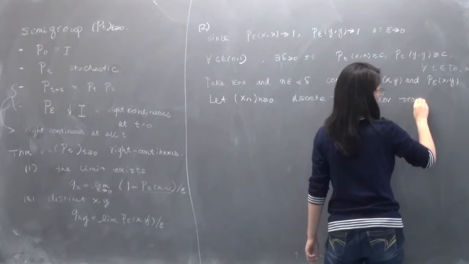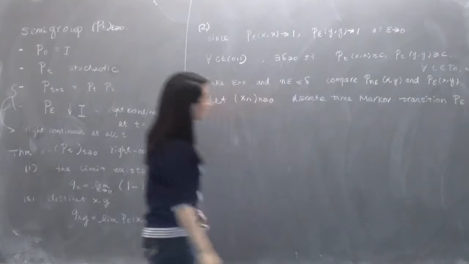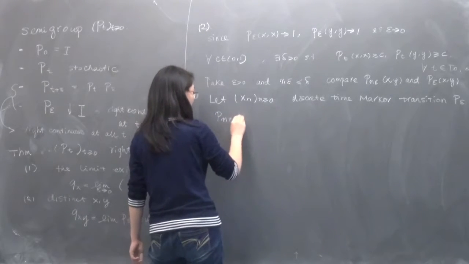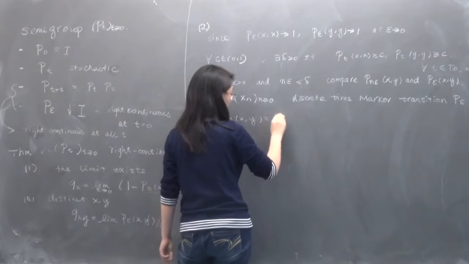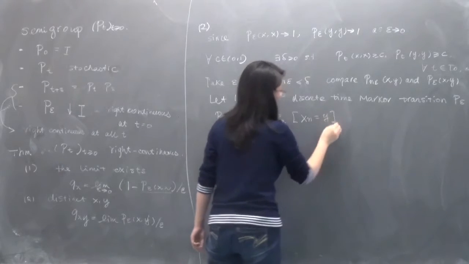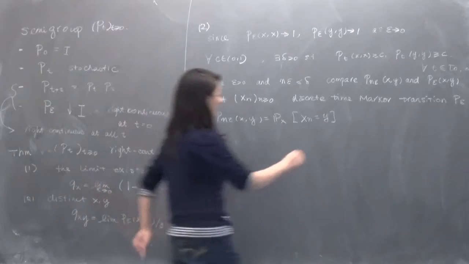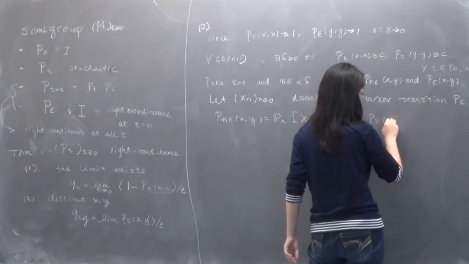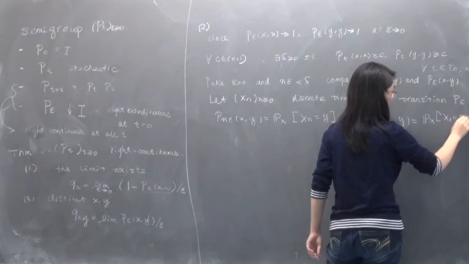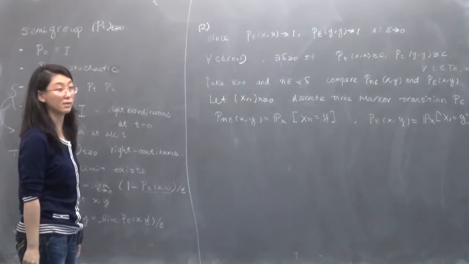With transition matrix p epsilon. Then these two quantities tell us, so p epsilon n epsilon xy is the probability that the Markov chain starts from x and is at y at time n. And this p epsilon xy is the probability that we start from x and we jump to y within one step.